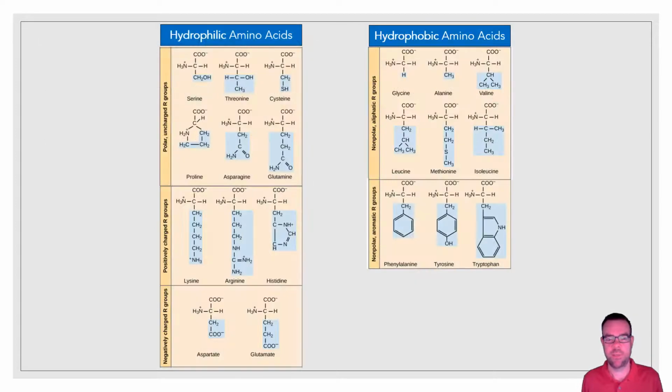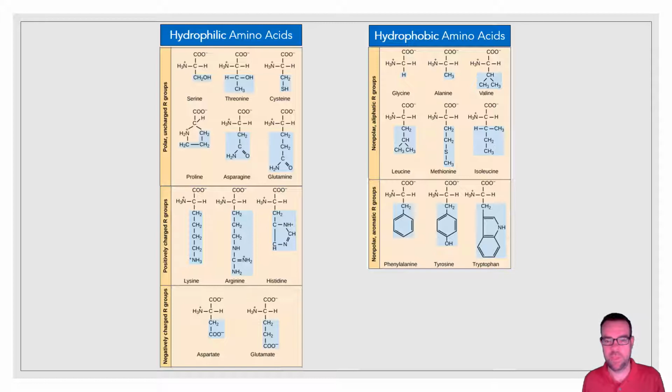For us, as humans, we actually have 20 amino acids. I've grouped them into hydrophilic and hydrophobic amino acids. So the hydrophilic ones can be polar, like the ones in the top box there. The ones at the bottom would be the ones that are acidic or basic, so they're actually charged. They're either positive or negative.